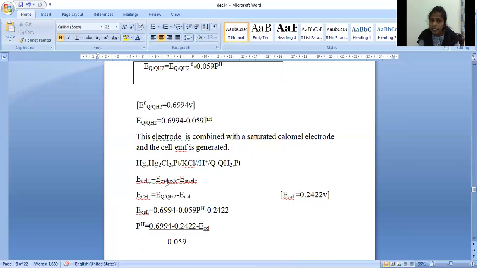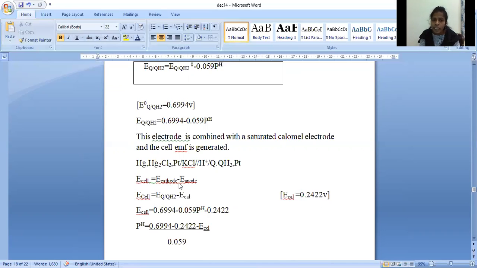But what is E cell? E cathode minus E anode. So what is the cathode here? The cathode is the quinhydrone electrode. So we can mention in place of the cathode the quinhydrone electrode, minus the anode, which is the calomel electrode, so we can write E calomel. But here the calomel electrode is the reference electrode and the quinhydrone electrode is the test electrode, that means it is the indicator electrode here. Indicator electrode means it is not completely known. But reference electrode means whose E value is already known. So we know the E calomel value, that E calomel value is 0.2422 volts.